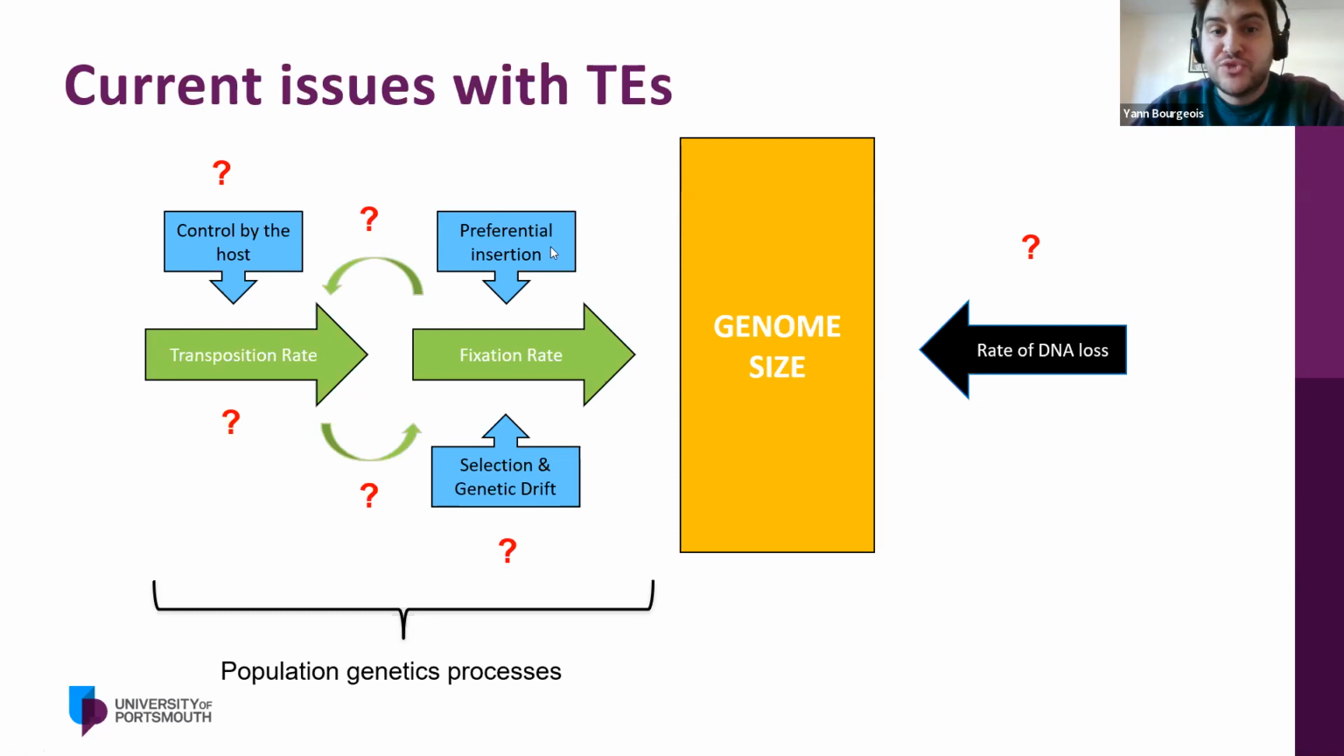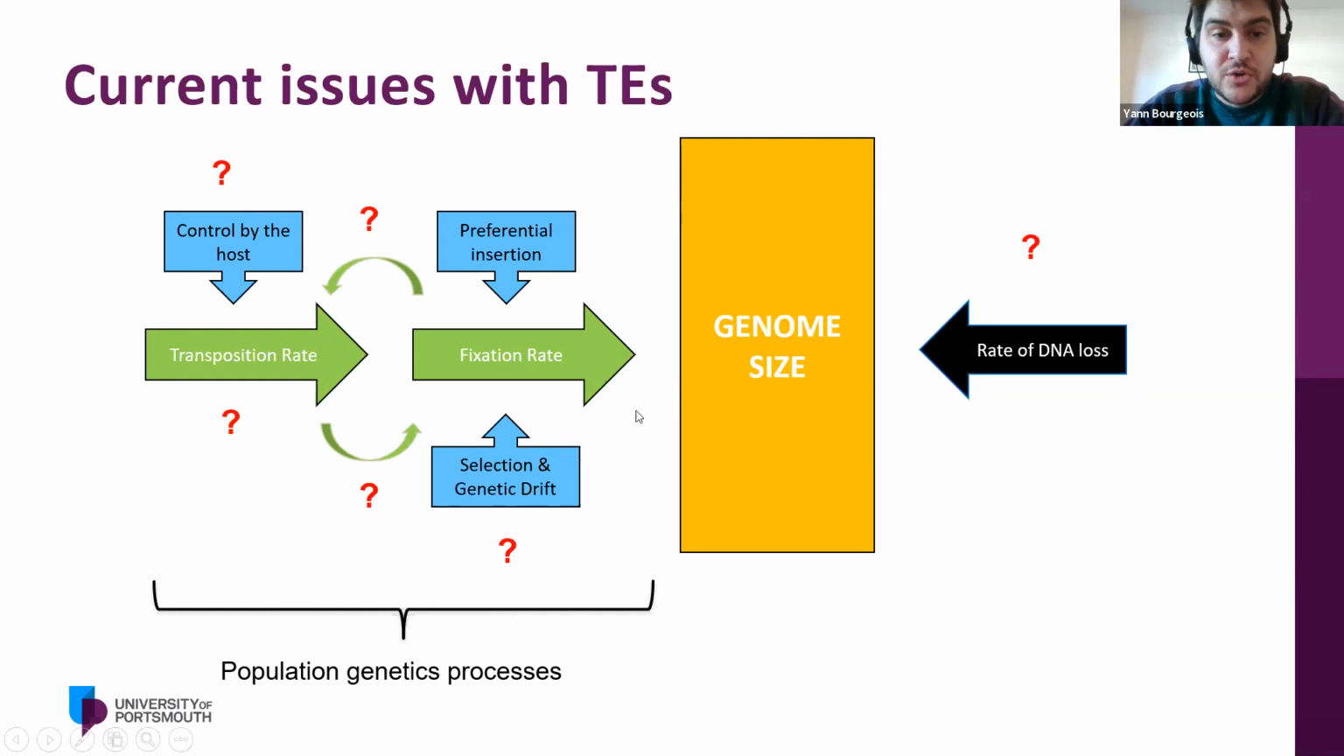There are also mechanisms of preferential insertion. Some transposable elements tend to favor some specific sites in the genome, or they recognize specific DNA sequences that they prefer, or they are attracted by regions of open chromatin. But what's ultimately going to have an impact on genome size is the fixation rate. So it's not enough that you have a lot of transposons inserting in one genome. At some point, the resulting genome needs to spread in a population, and these mechanisms are controlled by, well, population genetics mechanisms such as selection and genetic drift.